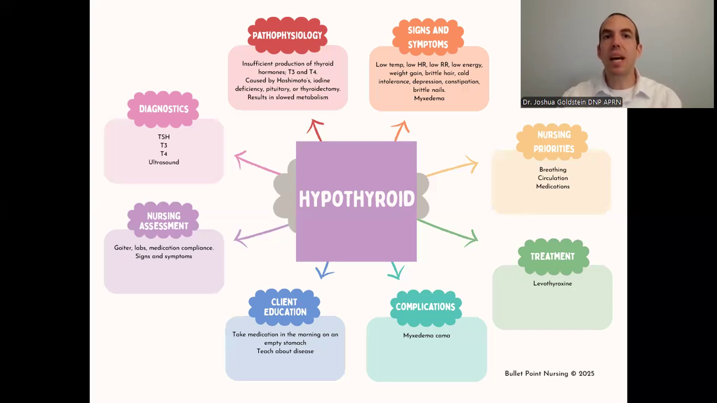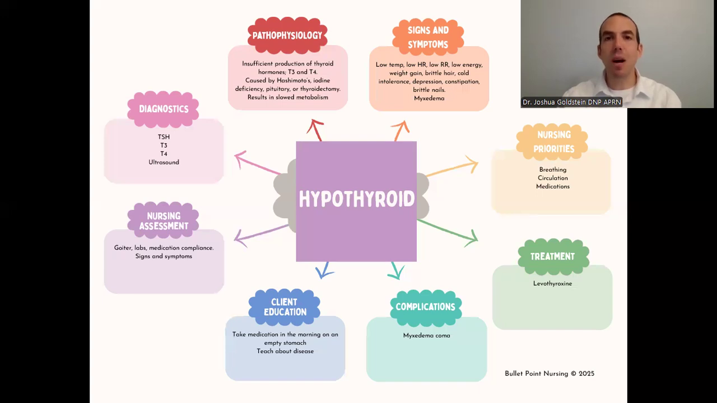It can also be caused by a pituitary issue, or it can be caused by a partial removal of the thyroid or a complete removal of the thyroid. And that would be because we were treating hyperthyroidism, which we'll discuss in a separate lecture. The result in any of these cases of hypothyroidism is a slow metabolic rate. Let's look at the signs and symptoms.